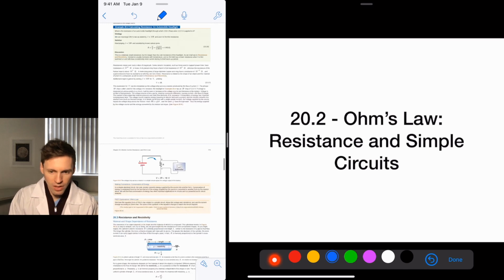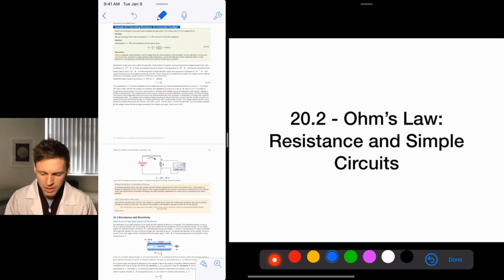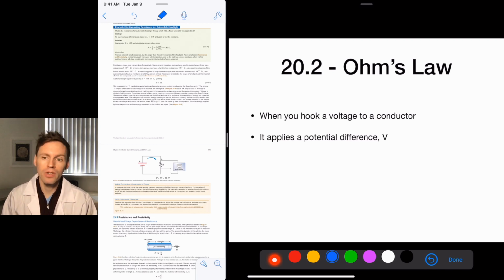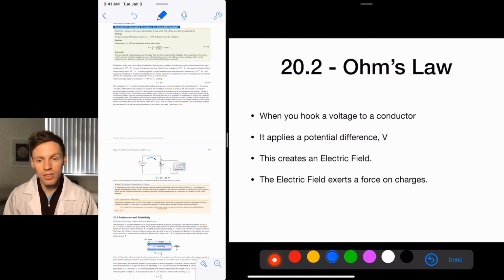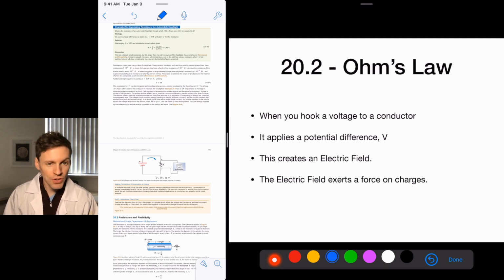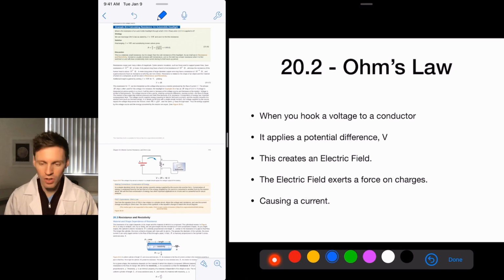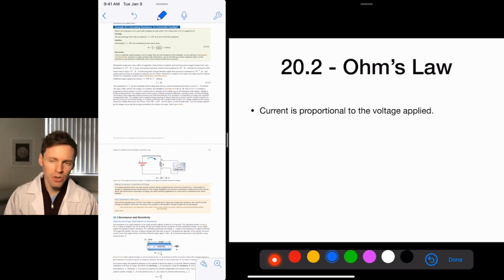Okay, so Ohm's Law, resistance in simple circuits. When you hook a voltage to a conductor, it applies a potential voltage V. This creates an electric field, and the electric field exerts forces on the charges, and that's what causes the current to flow, is this electric field pushing charges around.